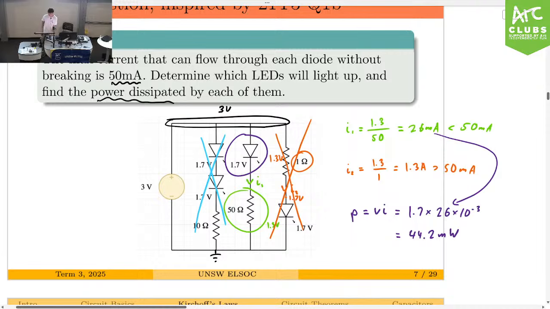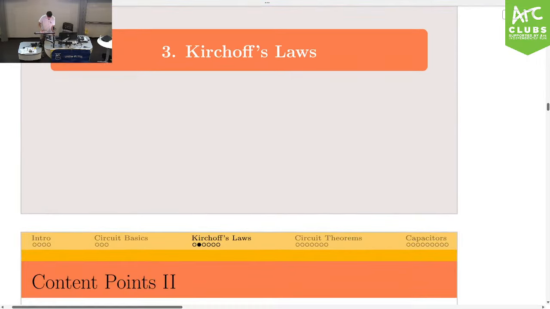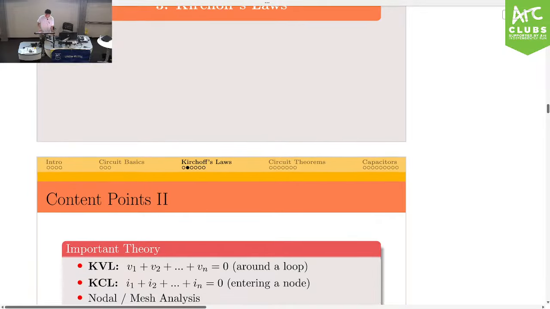Make sense? Okay. All right, let's move on. So that's pretty simple. Okay, let's have a look at Kirchhoff's laws. So this will be topic 2.